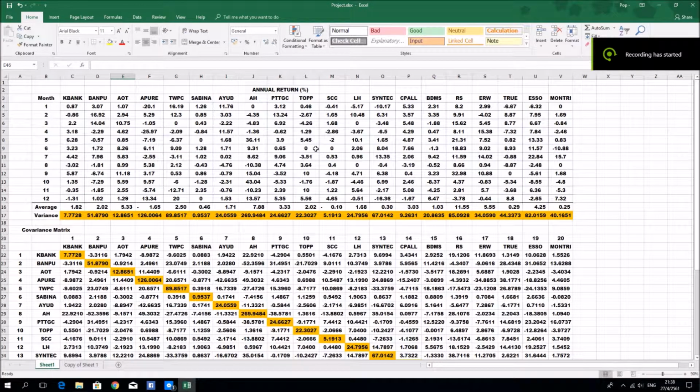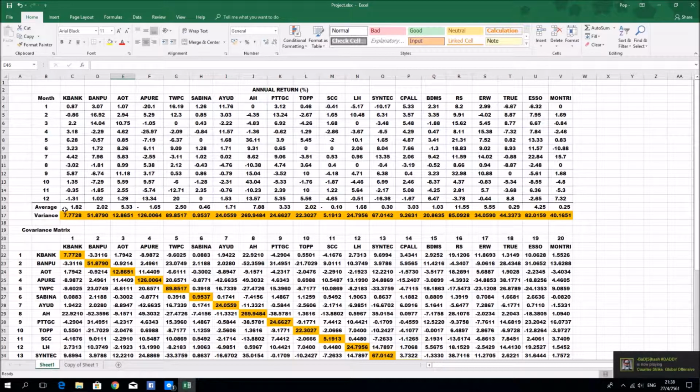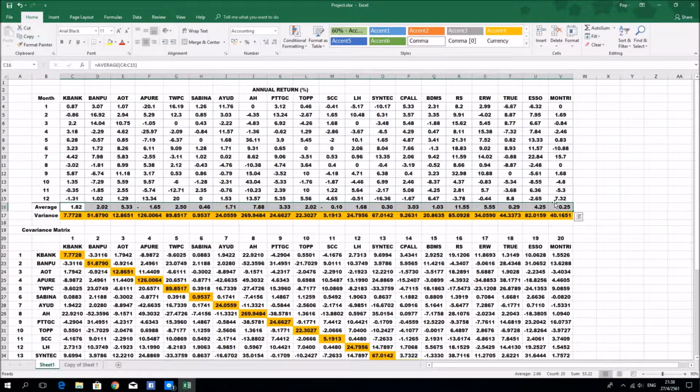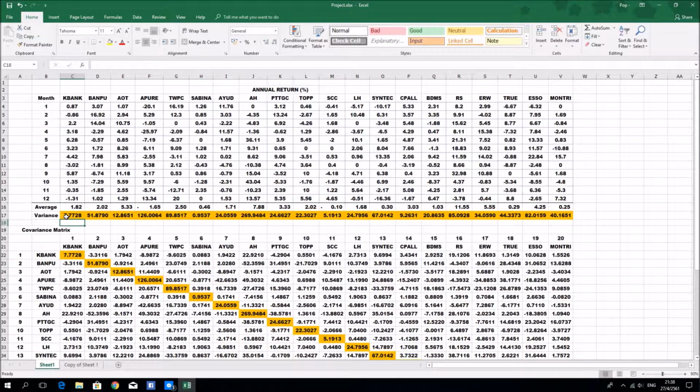Here is the Excel to find the solution to our problem. The top table here is the annual return table of the stocks that we chose, and below the table is the average return for each stock for the past year, which we can find by using the average formula, and also the variance, and here's the variance formula right here.